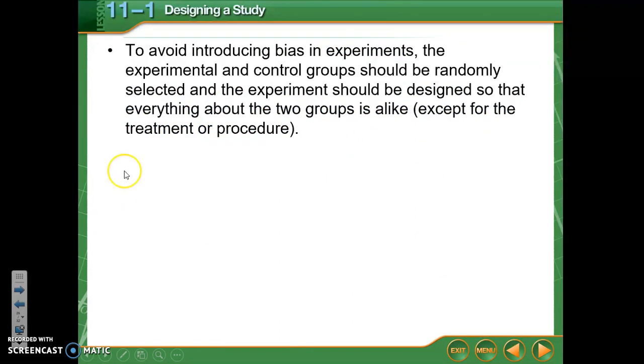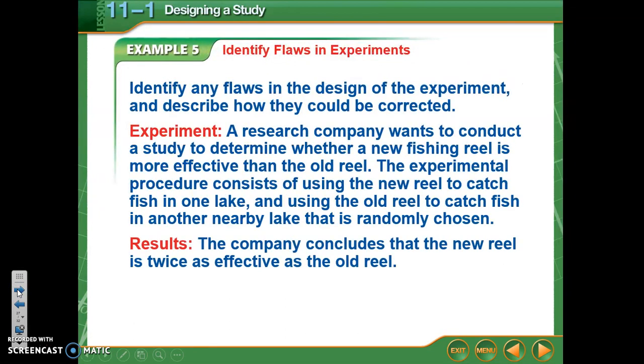In order to avoid introducing bias into our experiments, if I'm talking about an experiment now instead of a survey, I should make sure that I randomly select my experimental and control groups. So if I have my sample, I'm going to randomly put people in either the experimental or the control group. And everything about the 2 groups should be alike except for the one thing that you're changing, which is the treatment or the procedure. So do you see a flaw in this experiment?